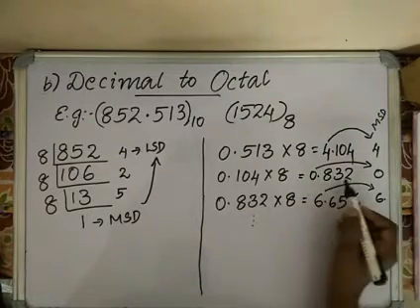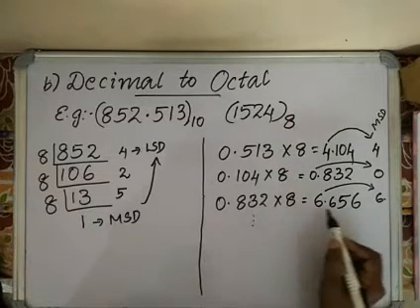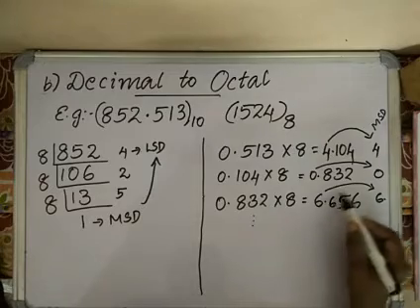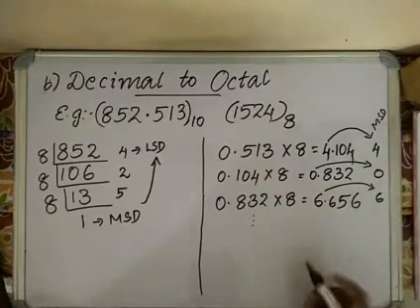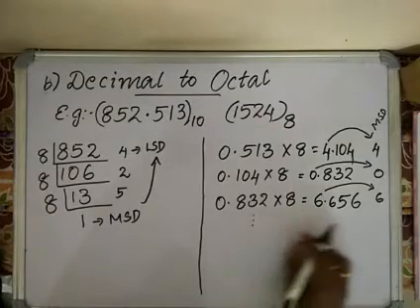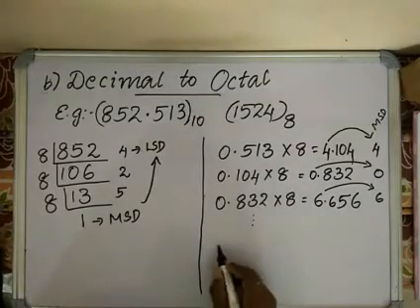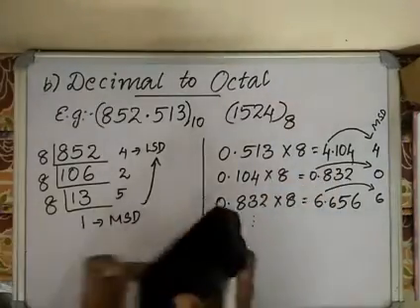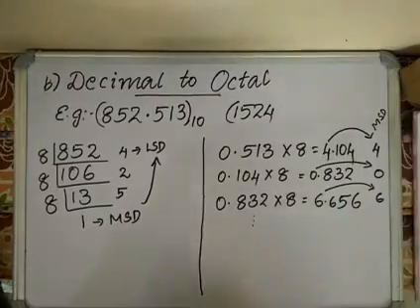Then 0.832 is the fractional part, multiplied with 8, we get 6.656. So 6 is the digit we need. So this will be continued because it doesn't lead to 0. So we can write up to some n significant figures. So I am considering here 3 significant figures.